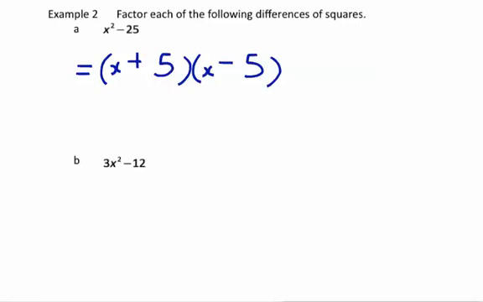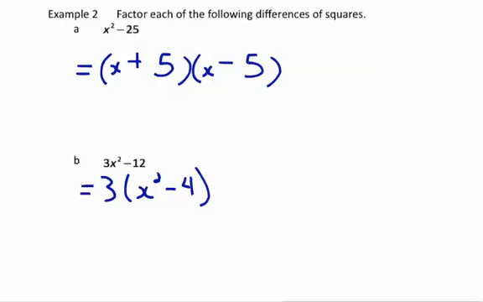Looking at b, you might be thinking, well, I can't take the square root of 12 without getting a decimal or without having a root left over. Same thing with 3. This is where we bring in the greatest common factor that we talked about earlier. If you look at 3x squared and 12, there's a 3 that's common to both of those terms, so we need to take that out first.